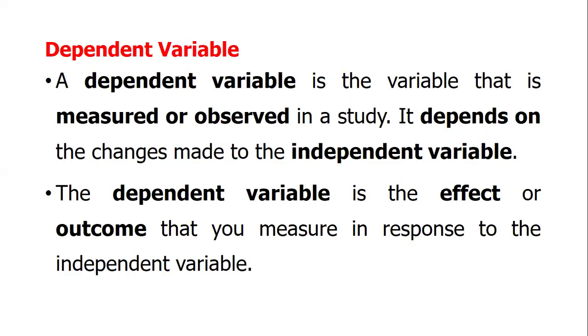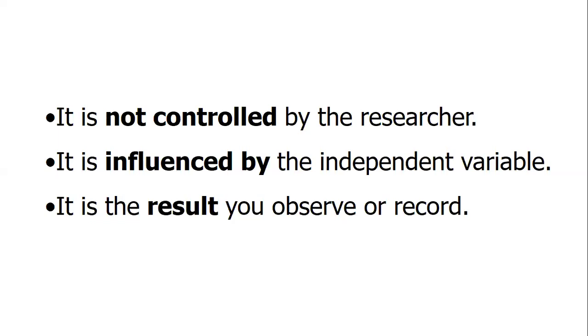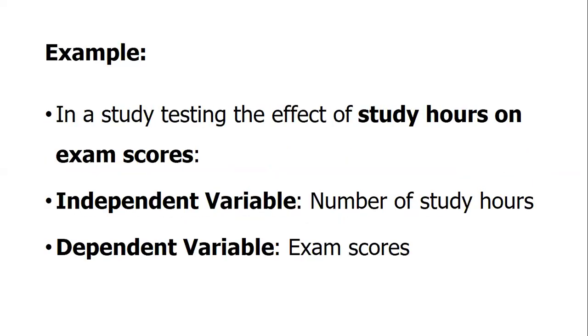Dependent variable is the variable that is measured or observed in a study. It depends on the changes made to the independent variable. The dependent variable is the effect or outcome that you measure in response to the independent variable. It is not controlled by the researcher. It is influenced by the independent variable. It is the result you observe or record.